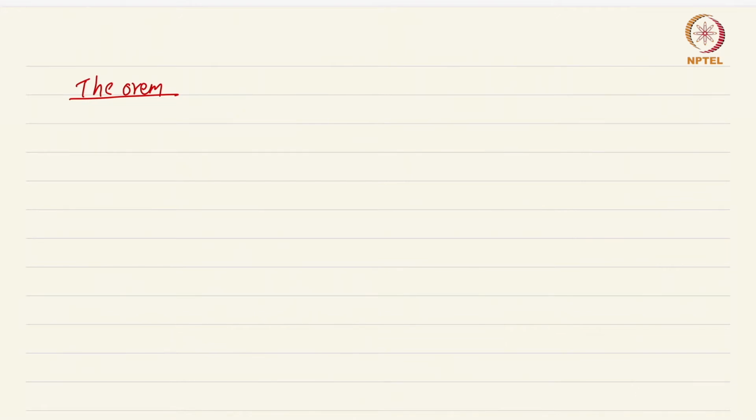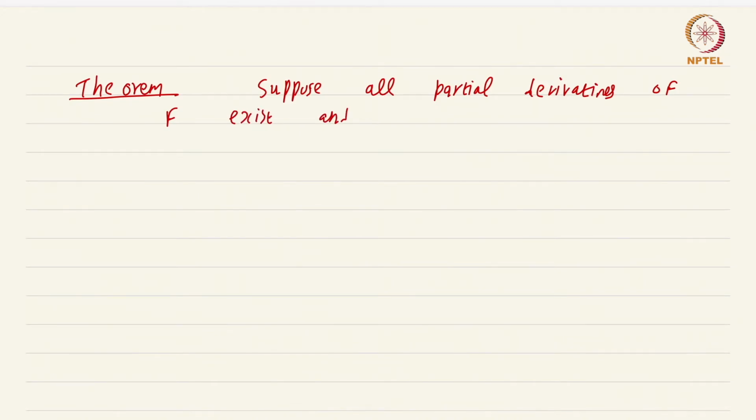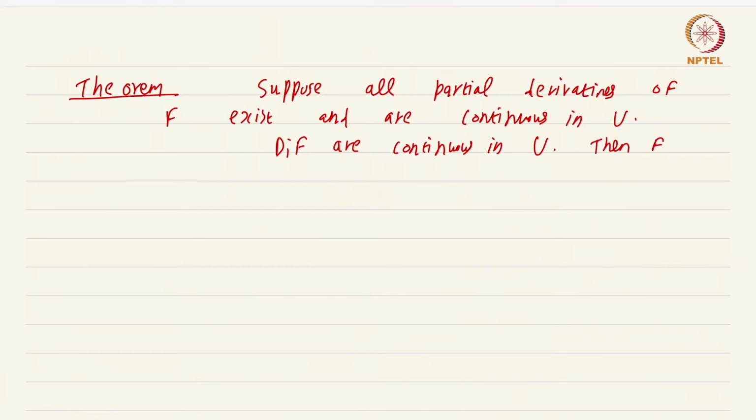Okay, suppose all partial derivatives of f exist and are continuous in U. So we are assuming all partial derivatives of f exist at all points of U, and the partial derivatives, that is these D_i f, they are all continuous in U. Note, D_i f would also be a function from U to R. Taking partial derivatives gives you back a function from U to R. Then f is differentiable in U.